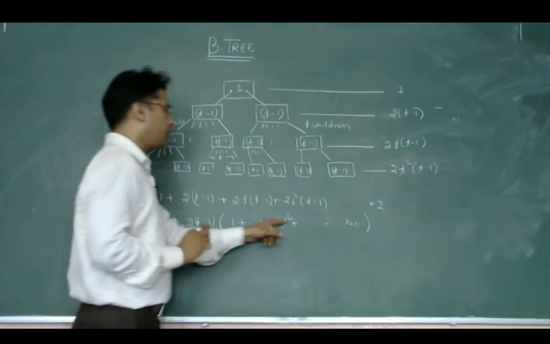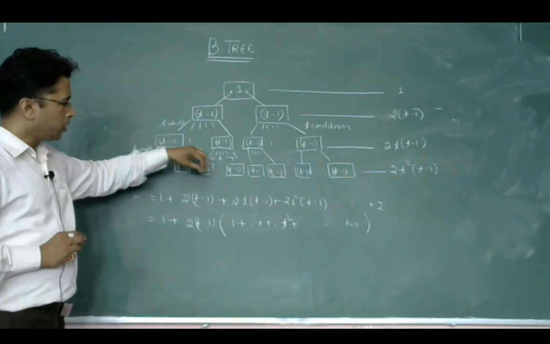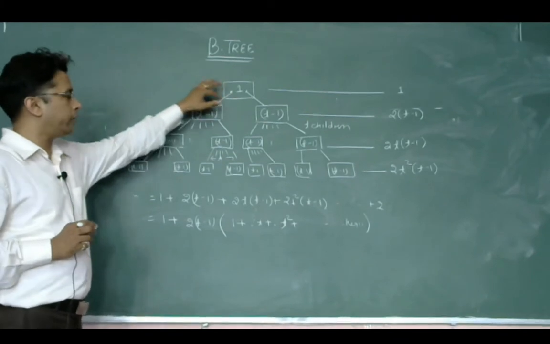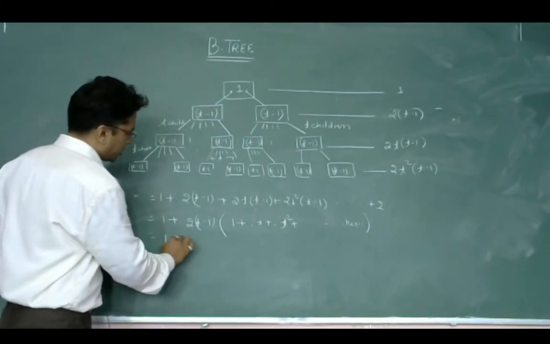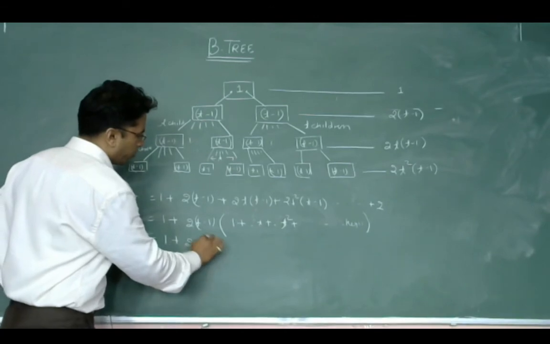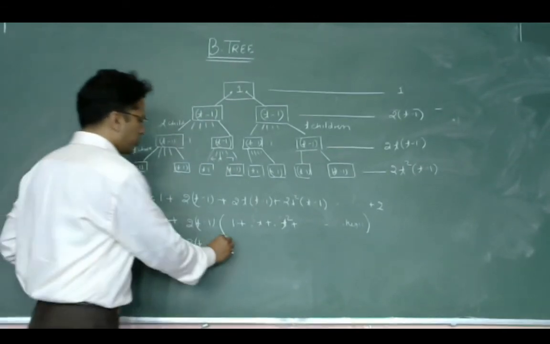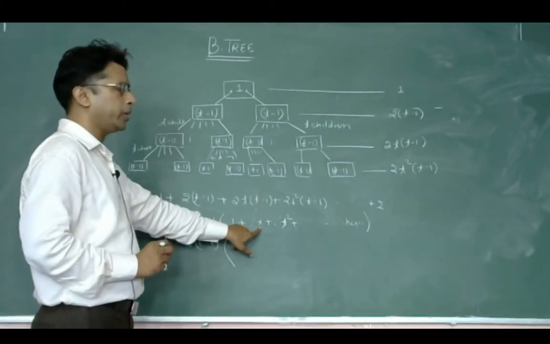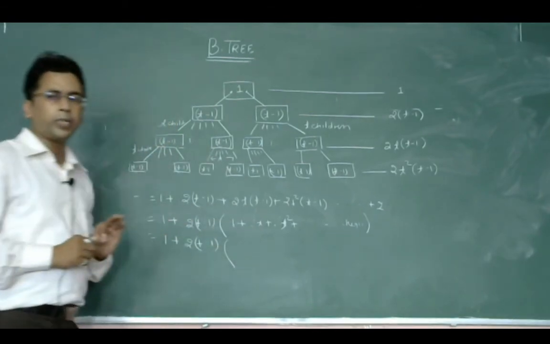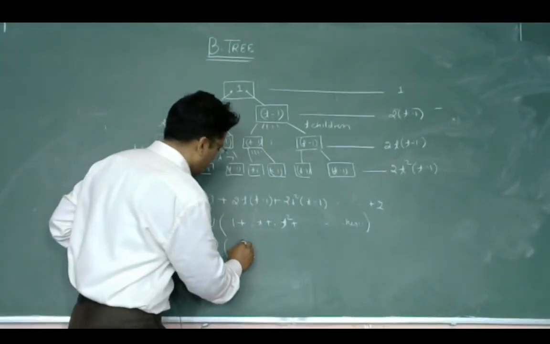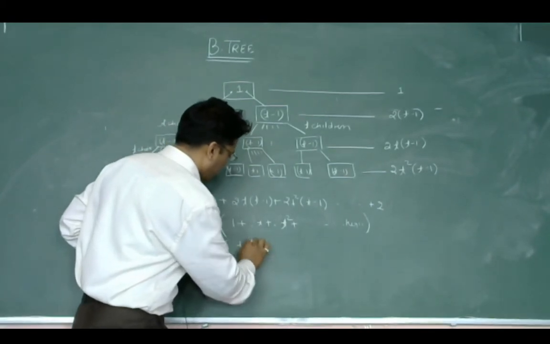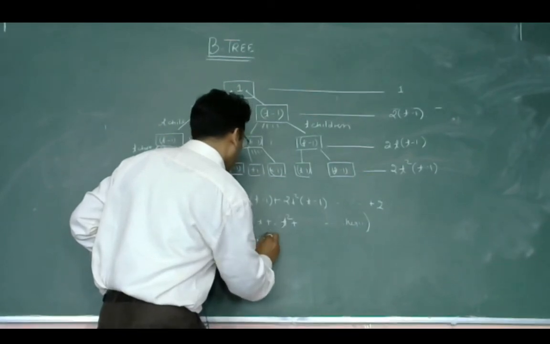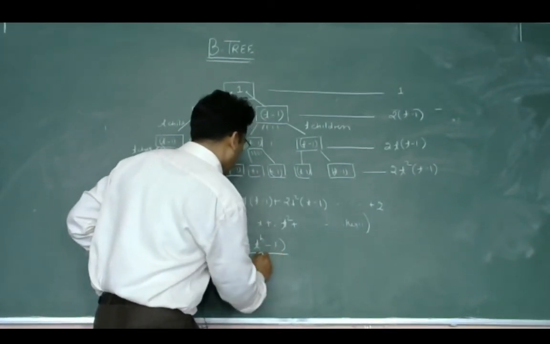So this is the GP series, and this will go up to h minus 1, because we are considering that this is level 0. So for the GP series the sum is equal to a into r raised to the power n minus 1 upon r minus 1, where r is equal to t.